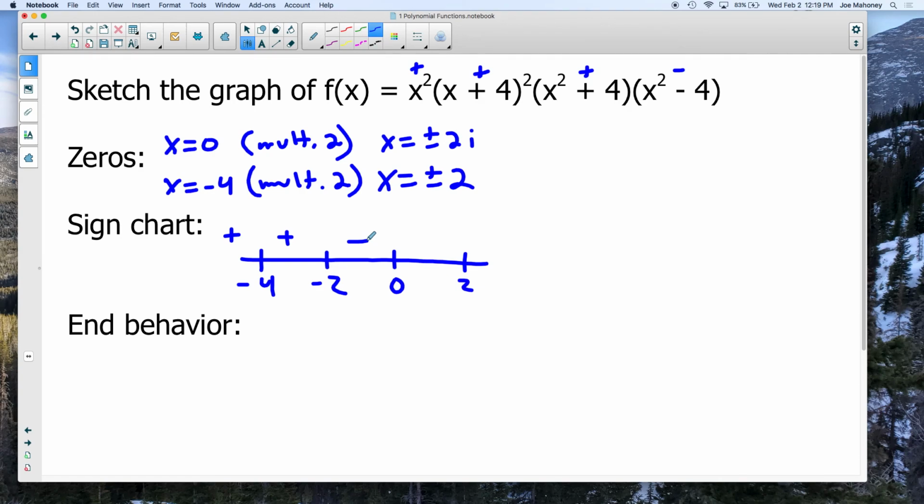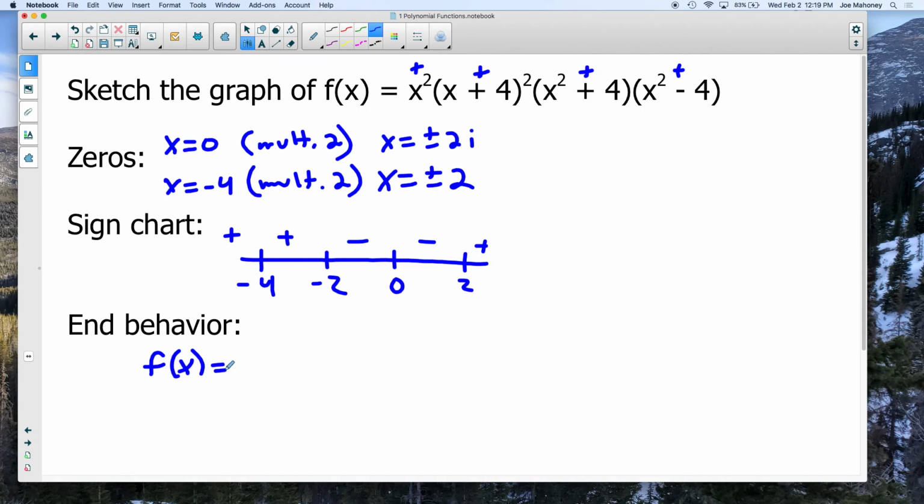If I go between 0 and positive 1, I'm going to get basically the same thing. So it's going to be negative again, which is good because I've got two zeros at x equals 0. So it's going to bounce off the x-axis there. And if I plug in a really, really large number, I get a bunch of positive values. So that's positive there as well.